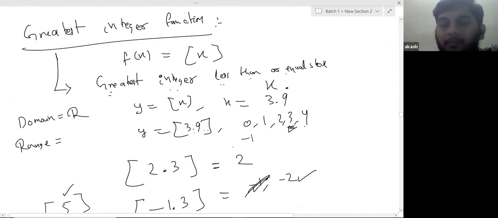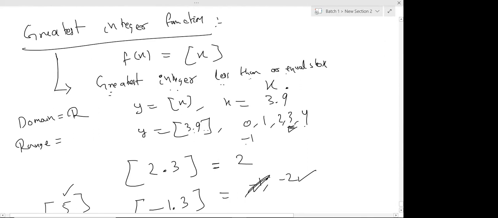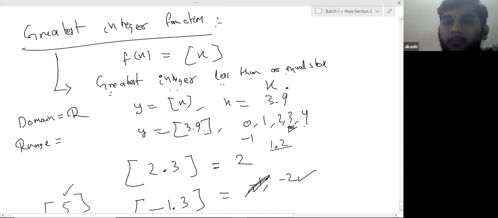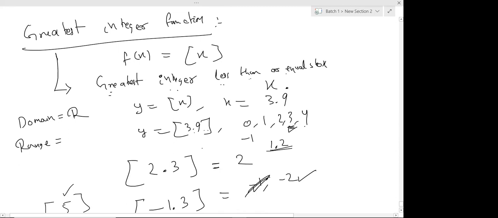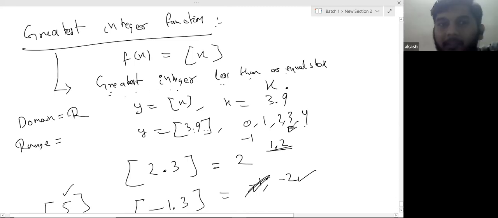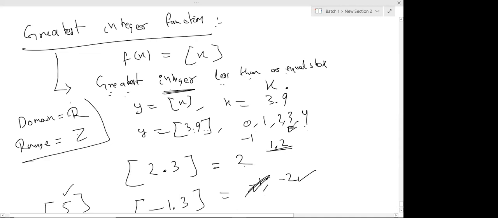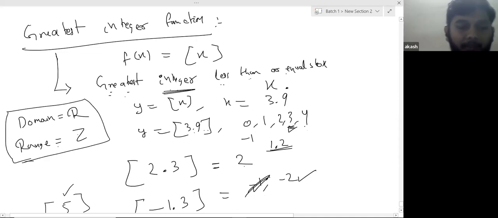So is it minus infinity to plus infinity? All right. Are you ever getting 1.2? No, sir. Sir, Z. Because the name says greatest integer function, so we are getting only integers as our answers. So Z is the range. All right. Write it down, domain and range. Very important.